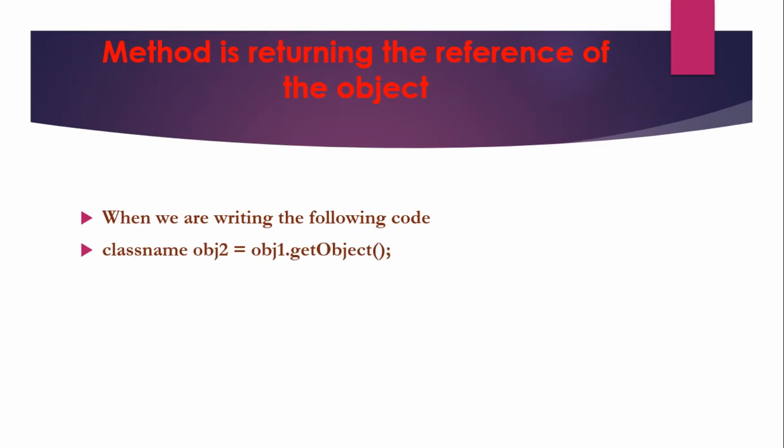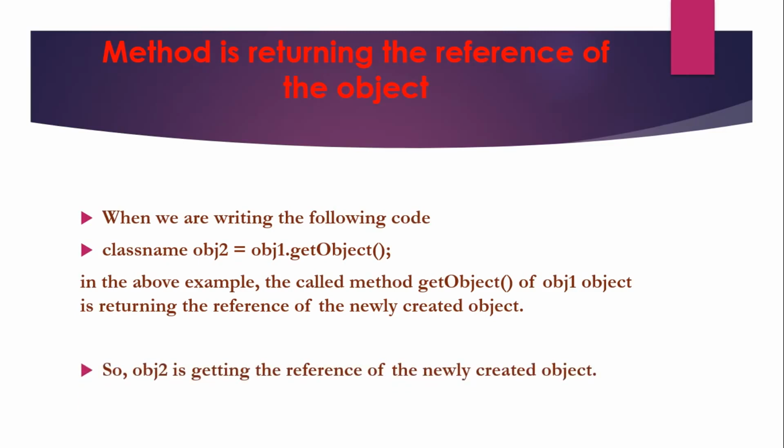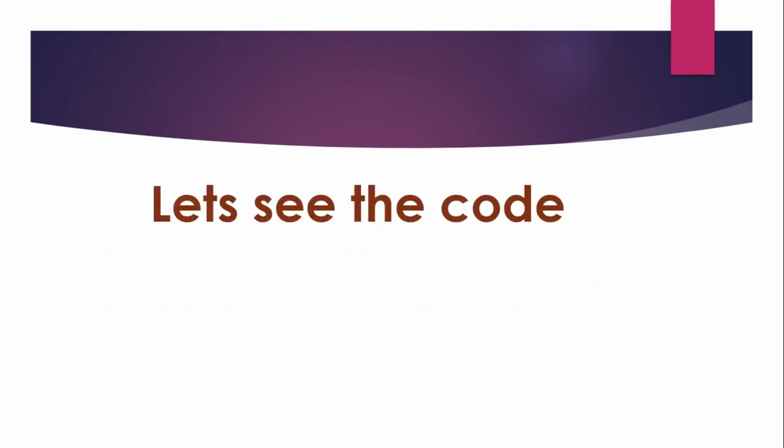So a method is returning the reference of the object. When we are writing the following code, ClassName obj2 = object1.getObject(), in this example, the called method getObject of the object1 object is returning the reference of the newly created object. So obj2 is getting the reference of the newly created object. Let's see the code for how we can return objects from a method.